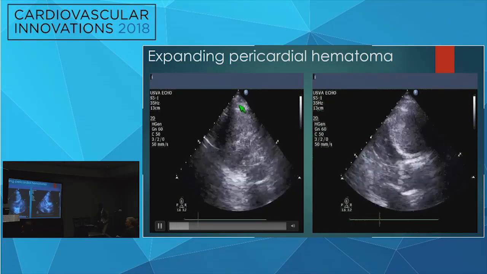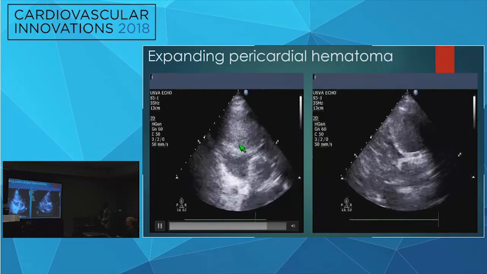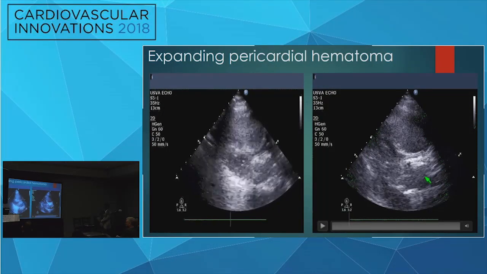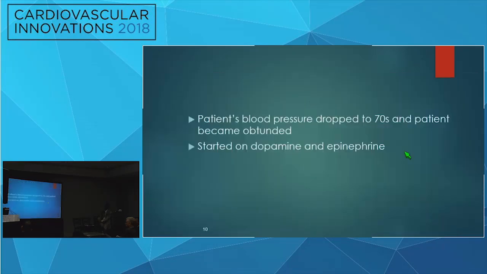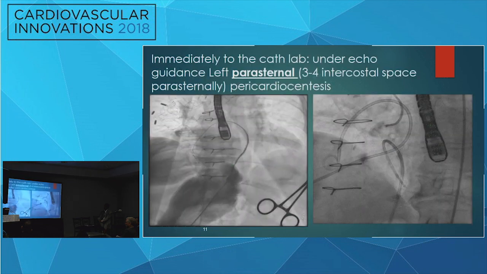It keeps expanding. It started like a very small one, like 2 centimeters or something, and then it just kept expanding. And you can see here, the RVOT is almost completely compressed. There's no flow. And as expected, the patient is dropping blood pressures in the 70s and is obtunded, and he was started on dopamine, epinephrine at that point. So he was taken immediately to cath lab.